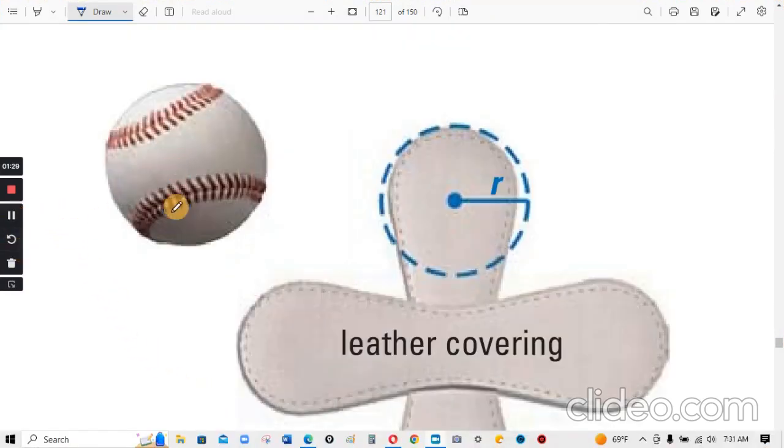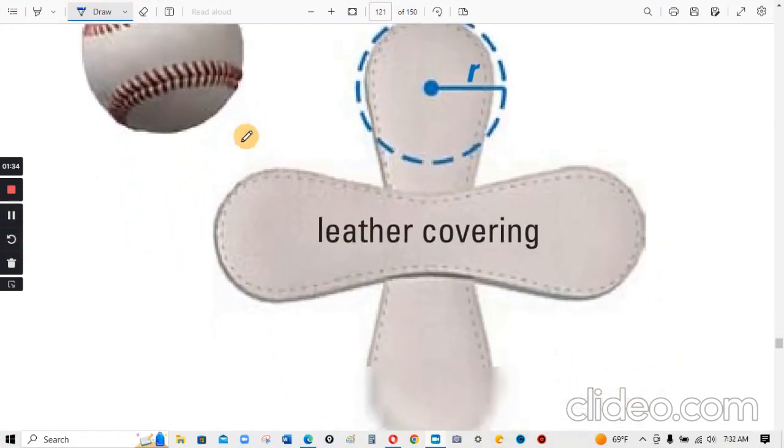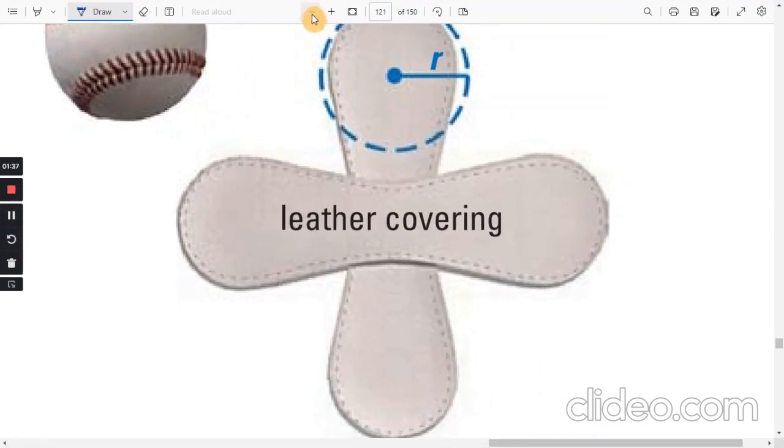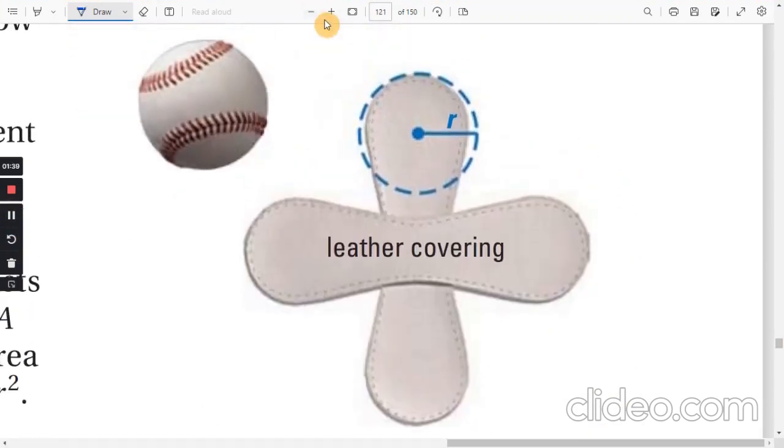So one way to derive that formula is to look at the leather covering on a baseball. If you check out this leather covering here, it basically consists of 4 circles, and we know that the area of a circle is just pi r squared. So we have 1, 2, 3, 4 circles on the leather covering that wraps around a baseball. A baseball is basically a sphere.